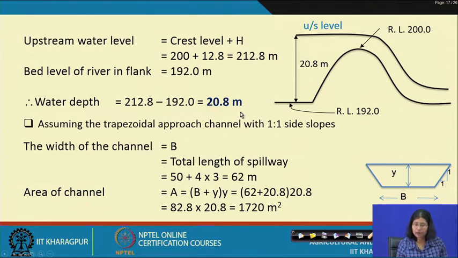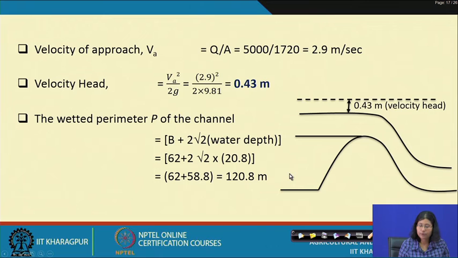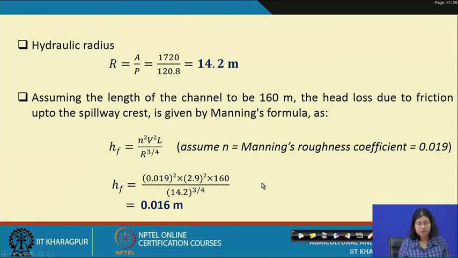So, the depth of water comes out to be here in the calculation of the wetted perimeter. The wetted perimeter of the channel comes out to be 120.8 meter. Now, we plug this into the equation of hydraulic radius. Since it is a trapezoidal channel, R equals A upon P. So, this comes out to be 14.2 meter. This is the hydraulic radius.